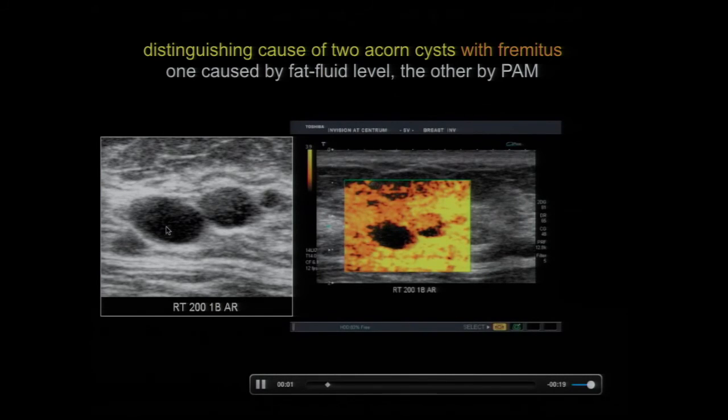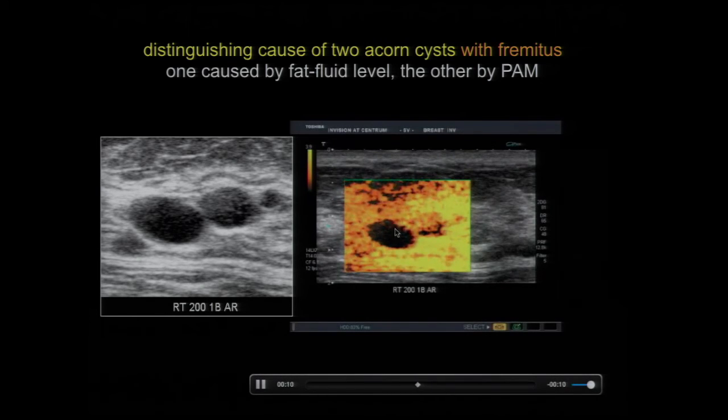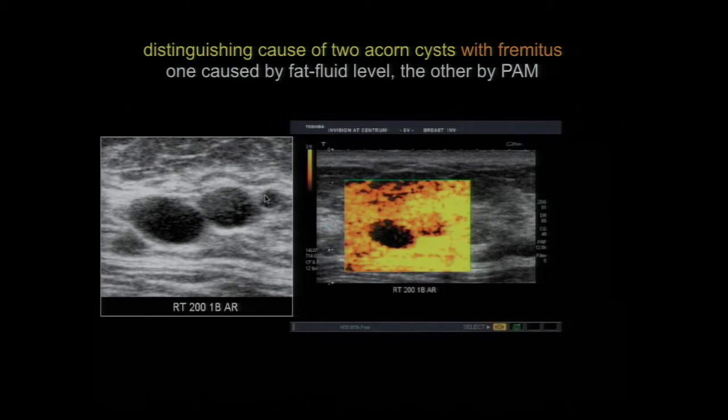Now, here's 2 acorn cysts side by side. One of these is apricot metaplasia, and one is a fat fluid level. This one on the left doesn't transmit, so that's simply a fat fluid level. The one on the right transmits fremitus. That's clearly attached. What's attached? Apricot metaplasia or papilloma. But this is a complex cyst on the right, complicated cyst with a fat fluid level on the left. So in a single view, you can see another shortcut. One shortcut is to look for the oblique sigmoid-shaped interface. The second is to see if fremitus transmits.